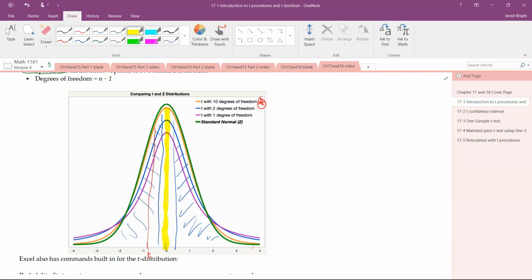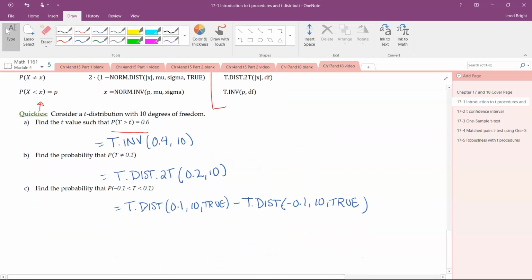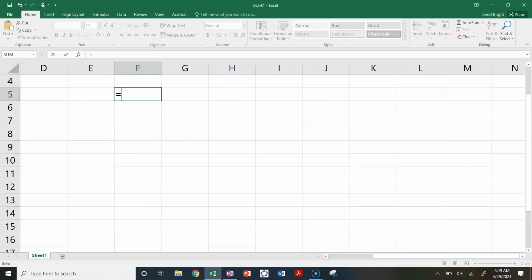But now the more important thing is, can we calculate them? Let's go into Excel and do that. Alright, and here we go. We're going to go into Excel and do t.inv, and then 0.4 and 10. So that's the first one, negative 0.26, and I maybe took a little liberty with that one in drawing it, but there we go.